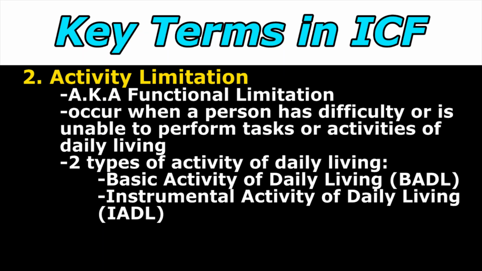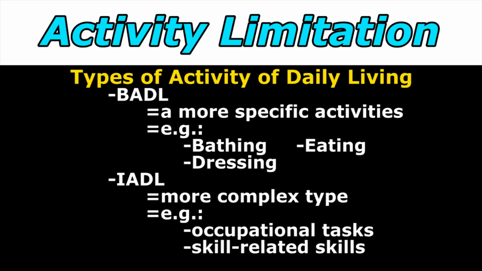Activity limitation is also called functional limitation. It occurs when a person has difficulty or is unable to perform tasks or activities of daily living. Activity limitation has two types: the basic activities of daily living, which are more specific activities like eating, dressing, and bathing, while the other type, the instrumental activities of daily living, is the more complex type, which includes occupational tasks and school-related skills.